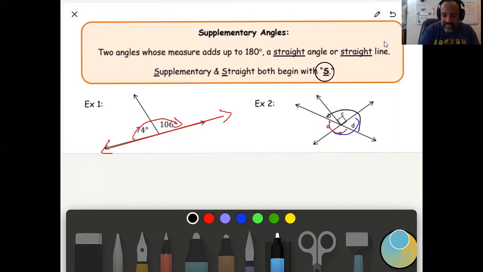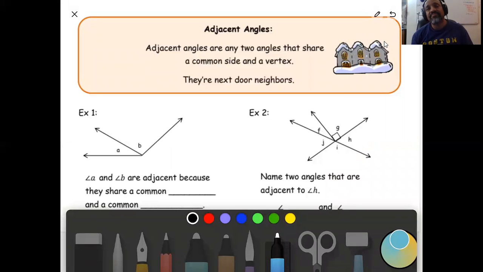Okay, let's keep going. Now, next type of angle, adjacent angles. Adjacent just means side by side. So if we were looking at adjacent houses, the houses would be side by side. For adjacent angles, they have to have a common side and they have to have a common vertex. The most important thing is the common side though, right? So a way to remember it is to just think of the angles as being neighbors. They're right next door to each other.